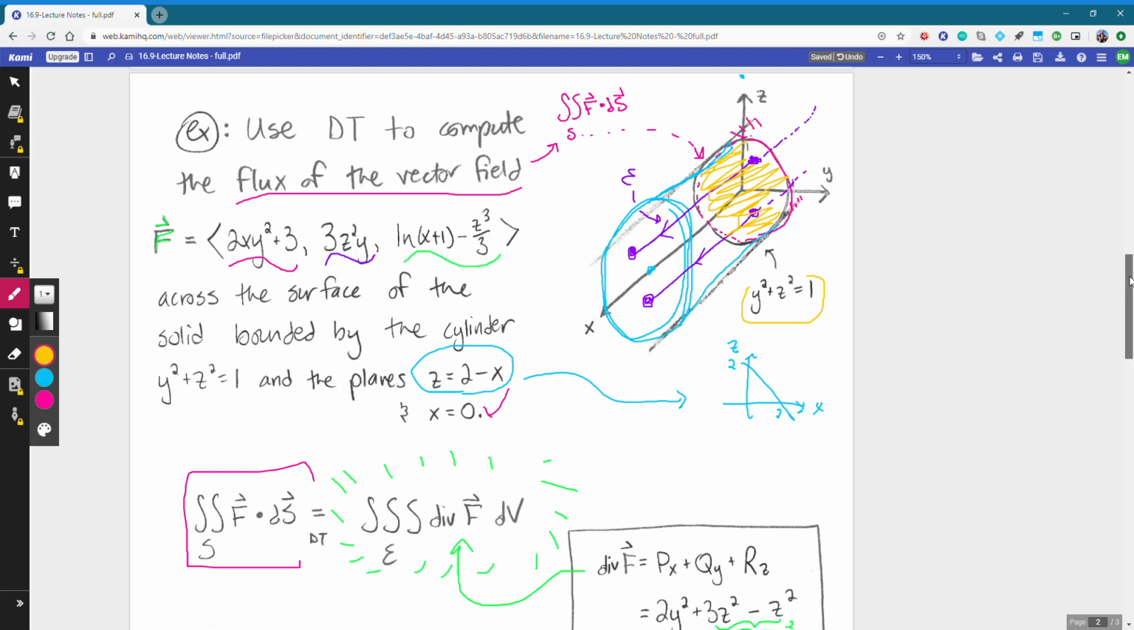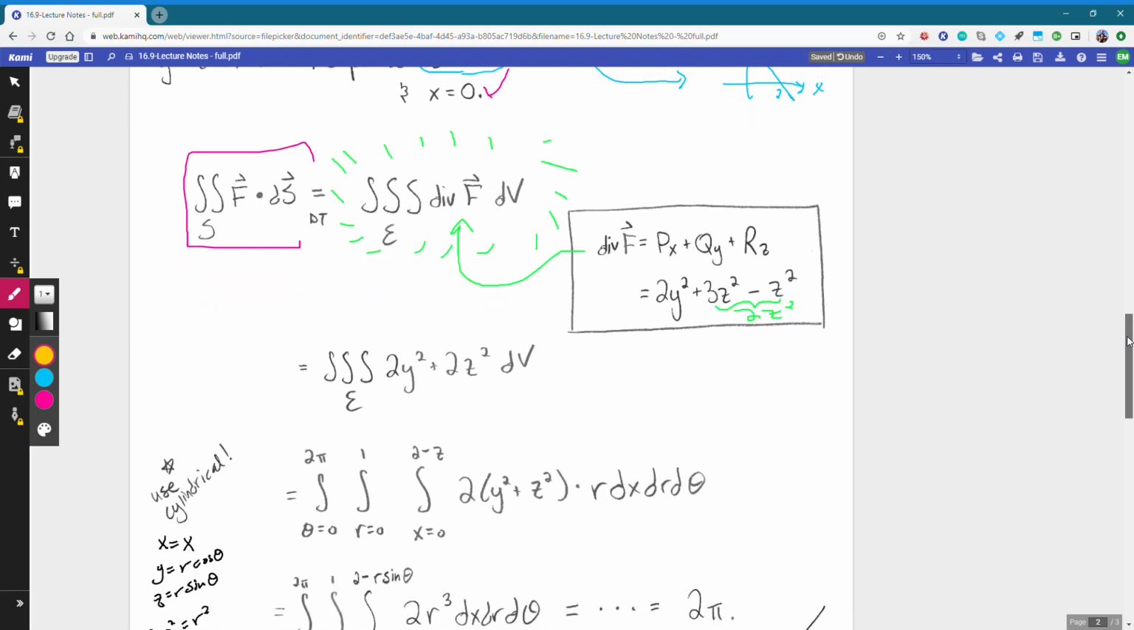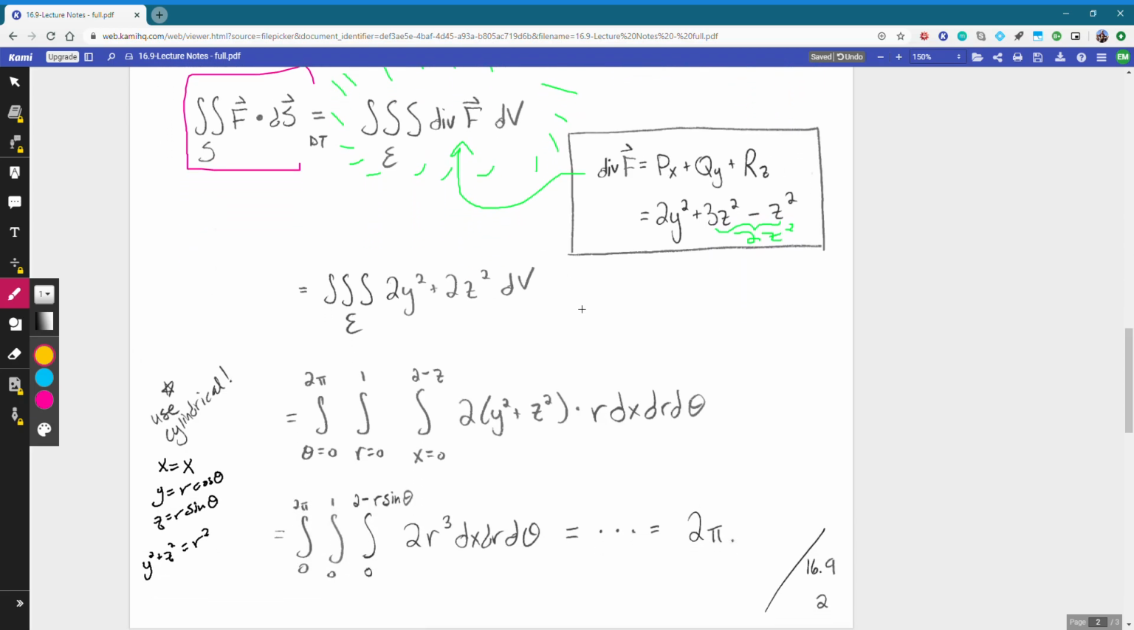All right, so putting that together. We're always moving x from our x equals 0 plane to our slanted plane, which, if we solve for x, is x equals 2 minus z. And then the shadow here is the unit disk, so r equals 0 to 1, theta from 0 to 2 pi will move through that whole shadow. And so we get our dV over here as r dx dr d theta.